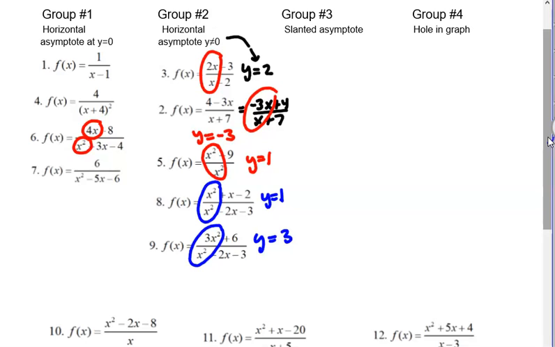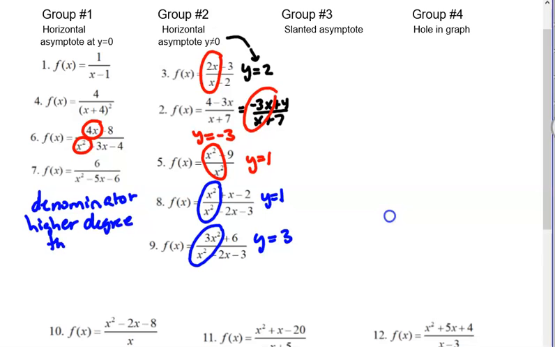Now I want you to notice what these four have in common. In every one of these, in group 1, the denominator has a higher degree than the numerator. That's what makes the denominator get much bigger than the numerator, and y gets close to 0 as x gets really big.